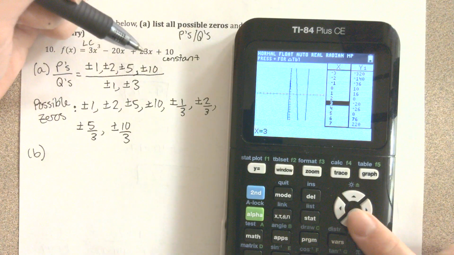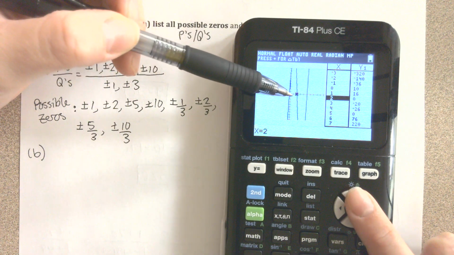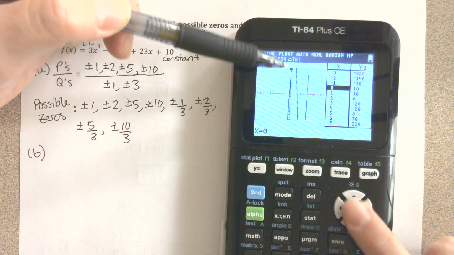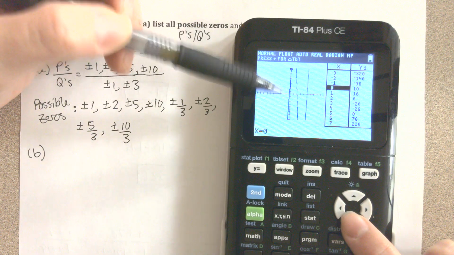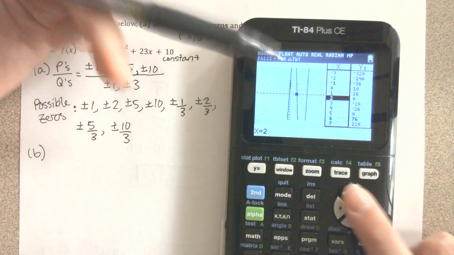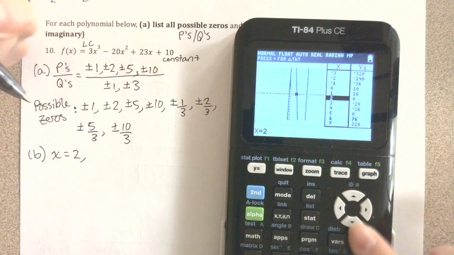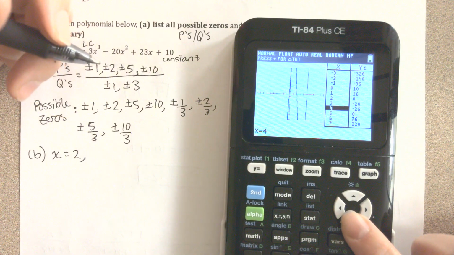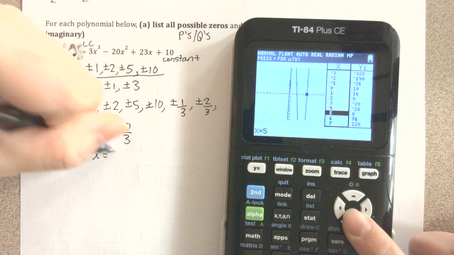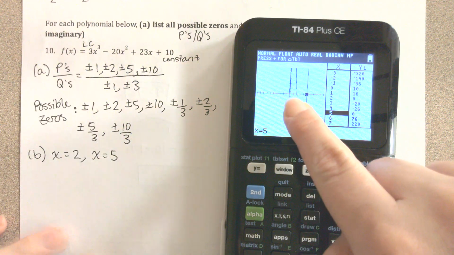So let's go back. I clearly have a 0 at 5. I have one at 2. And then this one here, you can't see. As you can see, it just jumps right over it. So we know that we have x equals 2 and x equals 5. And clearly we have a third one here.